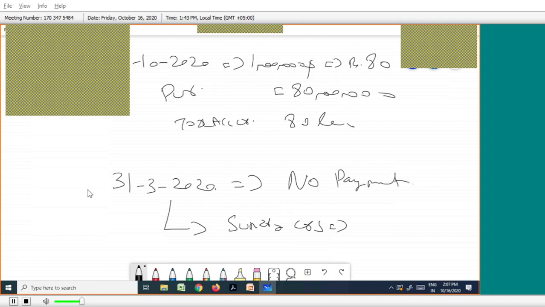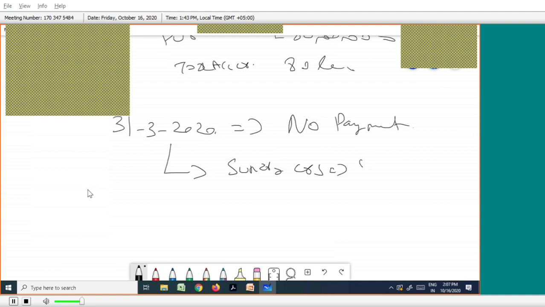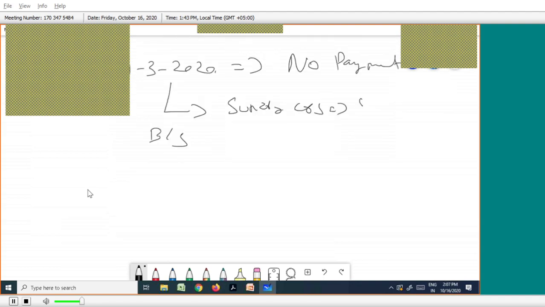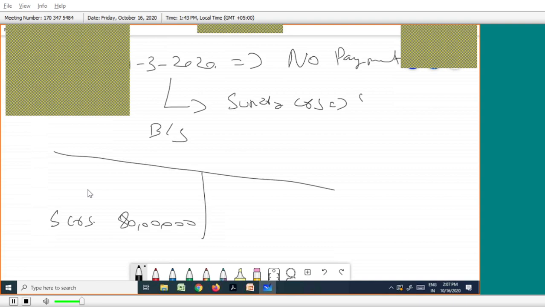On 31st March, this Y will become our sundry creditor. Why? Because no payment to Y. So Y will become sundry creditor to us. On the balance sheet, what happens? I have to write sundry creditors. Initially I booked for 80 lakhs, so I am writing 80 lakhs. So this is what we have to do actually.